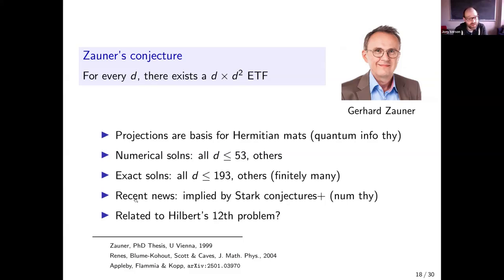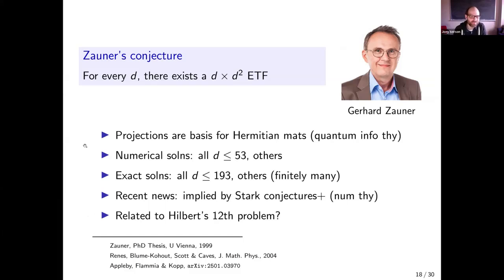There's some recent news that's kind of exciting: Zauner's conjecture, which has been open for 20 years and a lot of people care about it, is implied by the Stark conjectures from number theory plus some other conjectures. So you might think this is like a strong version of the Stark conjectures. And by the way, this will be the subject of the talk in the Codex seminar tomorrow by Steve Lamia, if anyone's interested. It seems like it might be related to Hilbert's 12th problem. I have to tell you, I don't really understand that bullet point. I'm not a number theorist, but that's sort of the feeling.